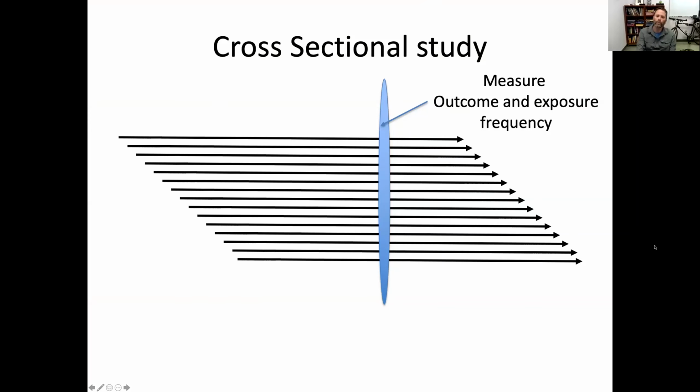Okay. So each of these arrows is somebody followed forward through time. And what we're going to do is at a point in time, we're going to measure the outcome and we're going to measure the exposure. We're going to conduct a survey. We're just going to go out. We're going to give this survey to everybody on July 17th, 2021, and see how many people have exposure and how many people have the outcome. It's referred to as a cross-sectional survey because it's just a cross-section in time.